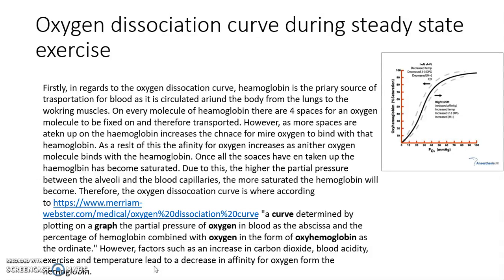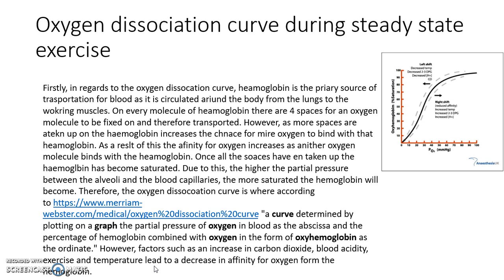Once all the spaces have been taken up, the hemoglobin has become saturated. Due to this, the higher the partial pressure between the alveoli and the blood capillaries, the more saturated the hemoglobin will become. Therefore, the oxygen dissociation curve is, according to Webster.com, a curve determined by plotting the partial pressure of oxygen in the blood as the abscissa and the percentage of hemoglobin combined with oxygen in the form of oxyhemoglobin as the ordinate.